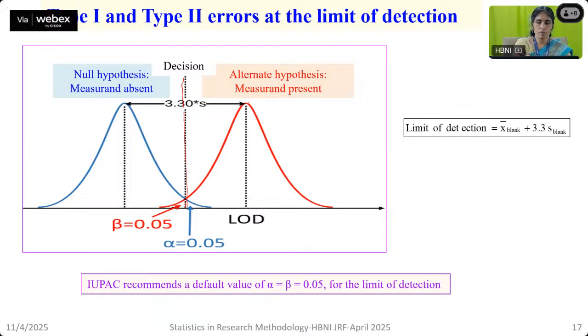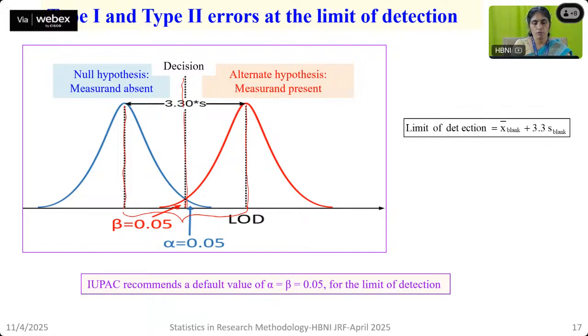The maximum point corresponding to this red curve, the mean of the red curve, when alpha equals beta equals 0.05, with reference to the mean of the blue curve, that we call the limit of detection. So this distance will correspond to the limit of detection.